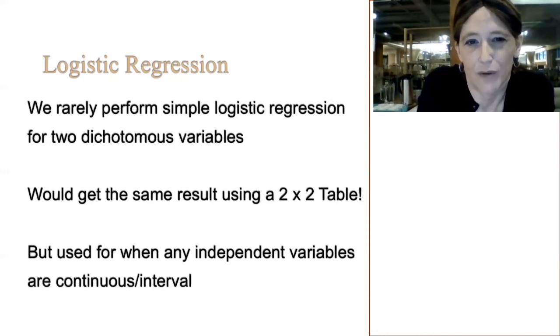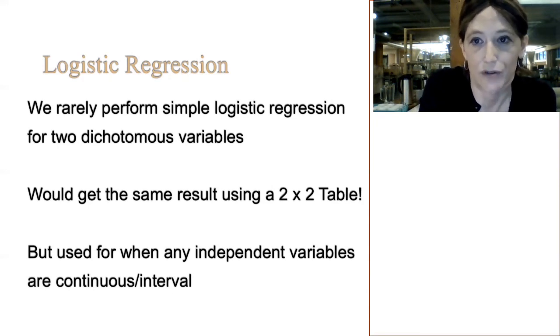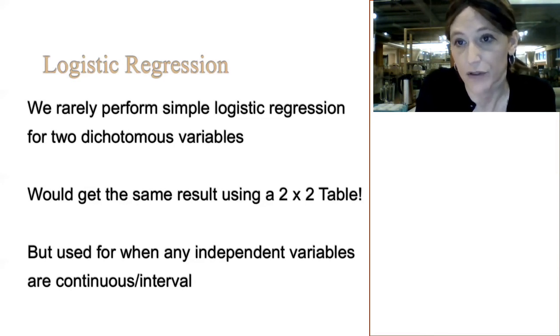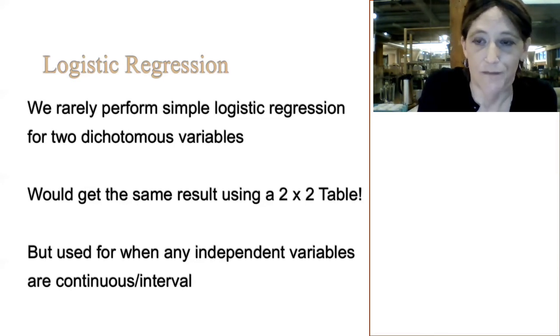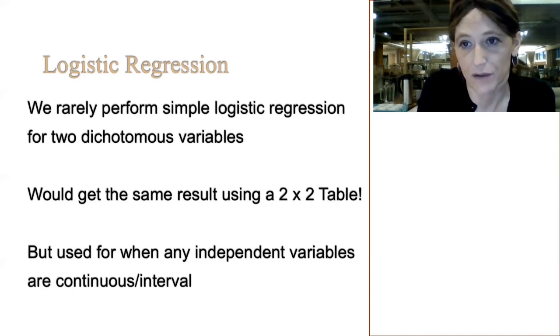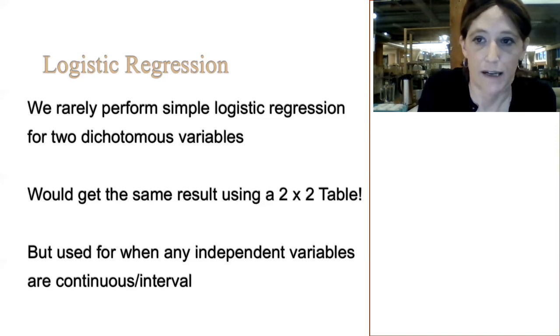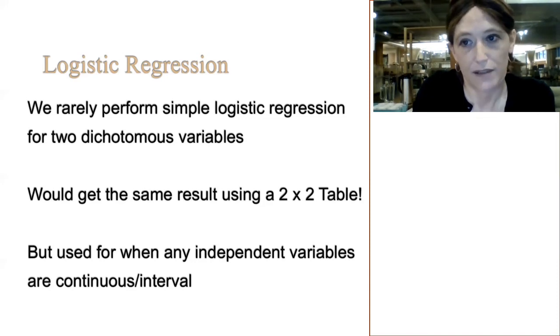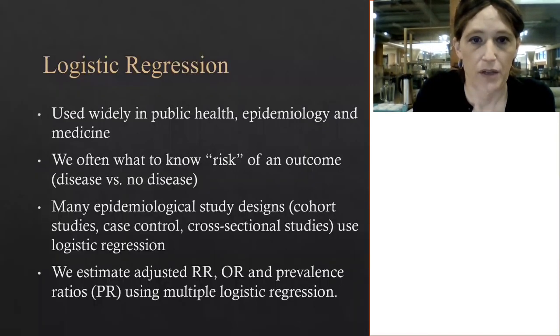So with logistic regression, we would rarely do a simple model for two dichotomous variables. There'd really be no reason to not just use a 2x2 table. But when any of the independent variables are continuous or interval, we can also use logistic regression to adjust for those interval and continuous measures. So it's really a very powerful tool, and we'll get some practice using logistic regression and linear regression next week.